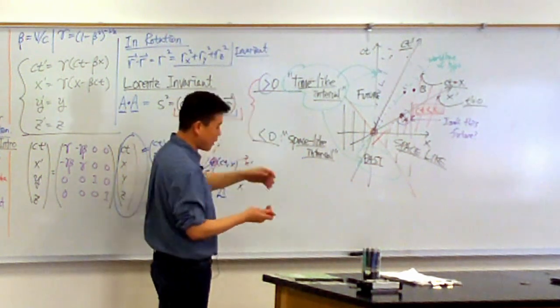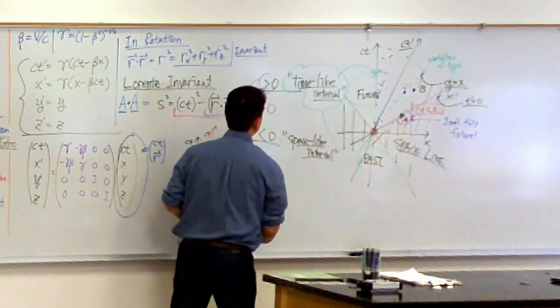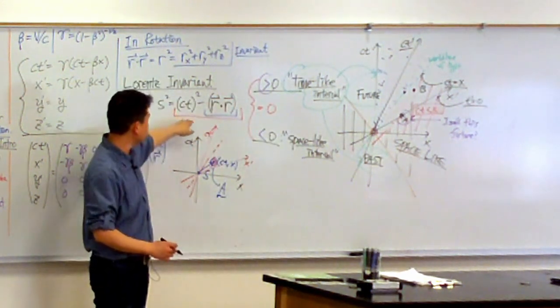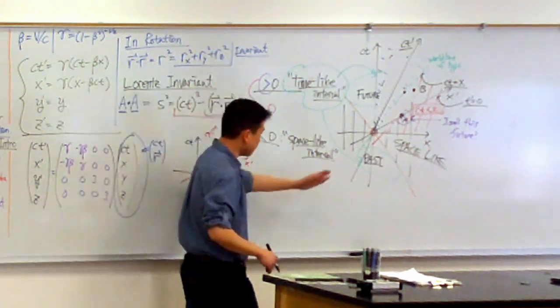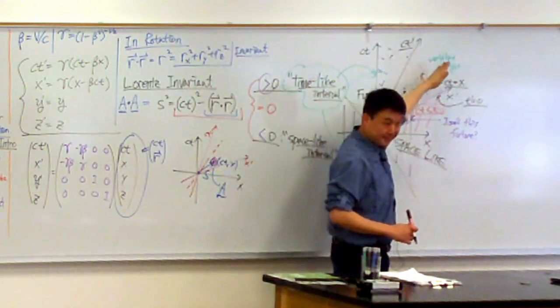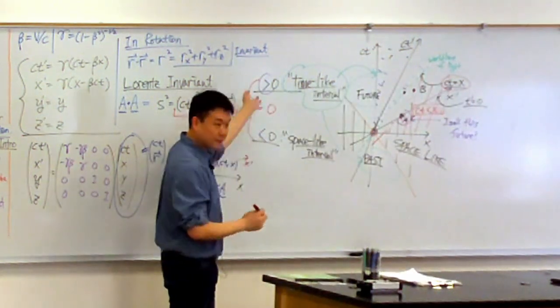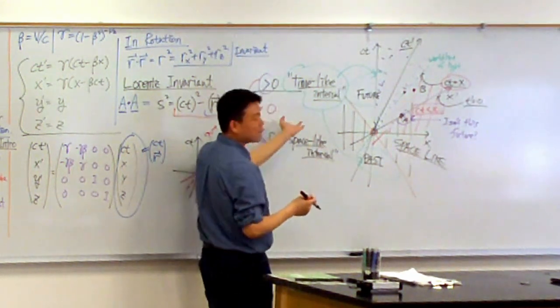And just to make sure we cover all the bases, there is actually a possibility for this to equal 0 without being at the origin. How do you get this interval to be equal to 0? If you're on the world line of light. Yeah, if you're on the world line of light, then ct squared minus x squared will be 0.